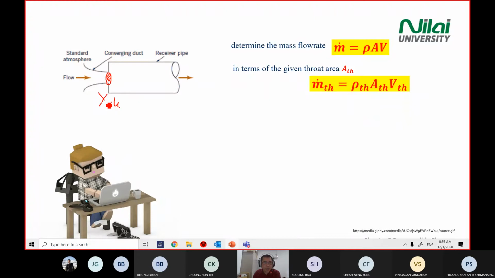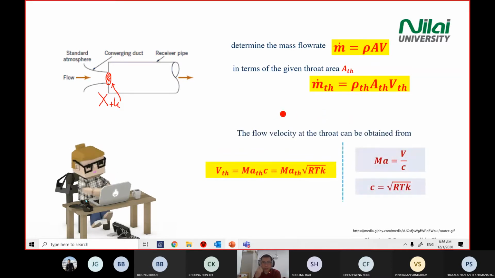So I'm going to use X then sub TH. It means it's referring to this area. So we modify the mass flow rate equation, m dot equal to rho AV, and all of this with the subscript TH means what happened at the throat here, m dot equal to rho AV.